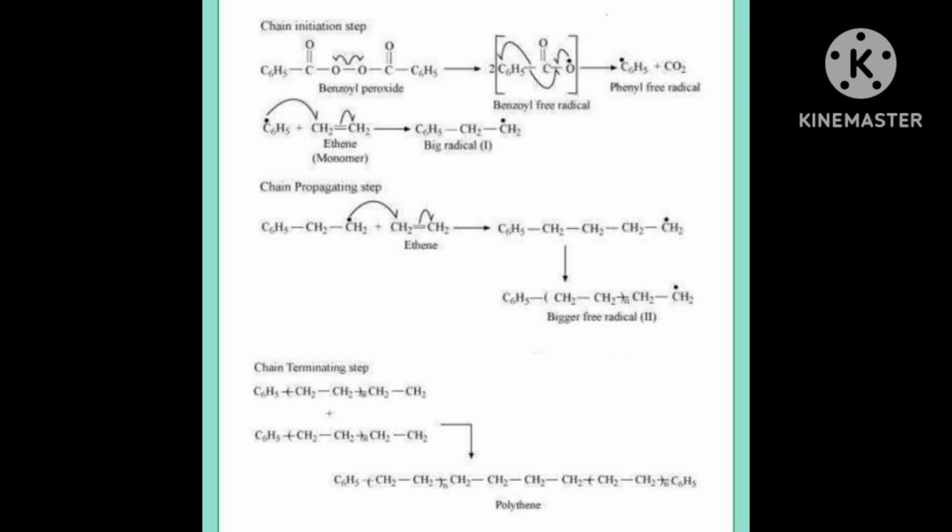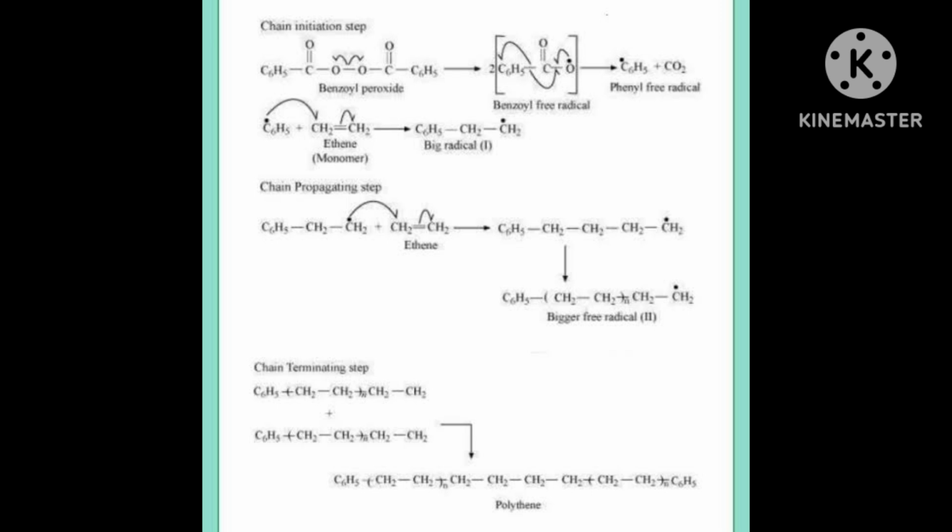Then the bond between C6H5 and the CO, which was joined, will break. Then you will get two phenyl radicals, and CO2 will go off.